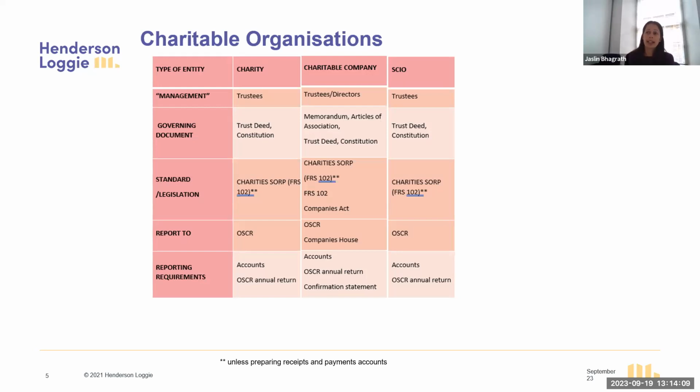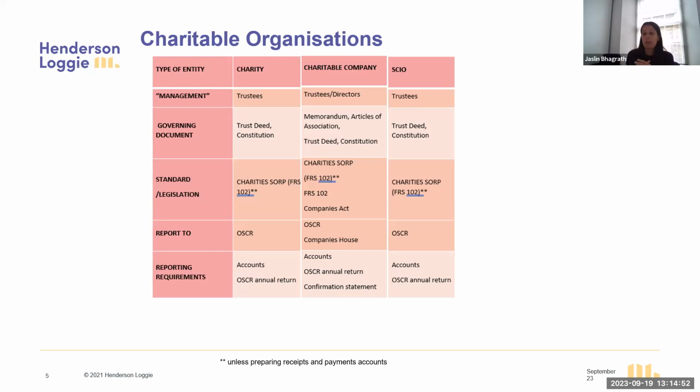And the annual return is a summary of information, some of which is in the annual accounts, information such as the number of trustees, the number of employees, what the charity does, total income and expenditure, and behind that, they also have to submit their annual accounts. And all of that has to be done within 9 months of the year end. A charitable company is slightly different in that, as well as submitting their accounts to OSCR, they also have to submit their accounts to Companies House, again, within 9 months of the year end.